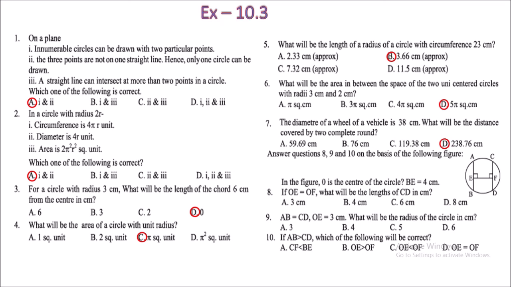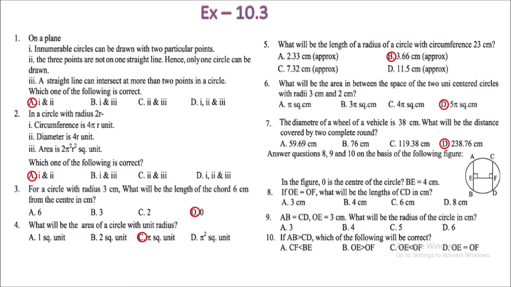Okay, by the figure you can see here b equals 4 centimeter. So OE equals OF, that is CD equals 8 centimeter, because BE equals 2 into b, equal to AB, that equals CD. That means b equals 4, so AB equals 8 centimeter. So CD is also 8 centimeter. AB equals CD.